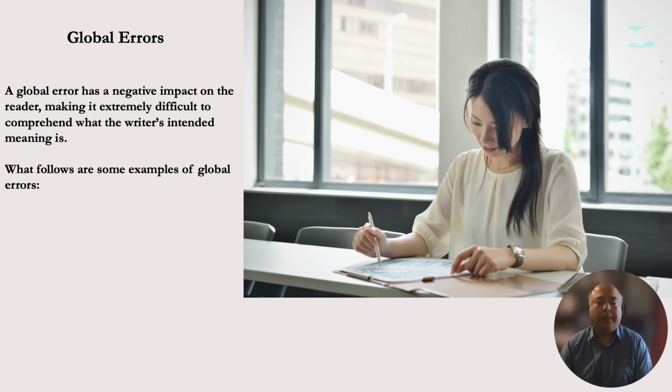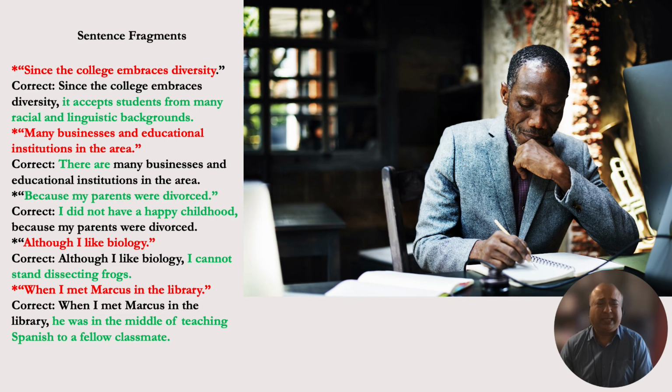Let's move on to global errors. If you remember, I explained to you earlier that global errors have a very negative impact on the reader's understanding, right? Global errors confuse the reader. The reader doesn't understand what meaning the writer is trying to convey, right? So they get confused. So let's look at some global errors now. Sentence fragments. A fragment is a broken part, right, of something bigger. "Since the college embraces diversity." Period.